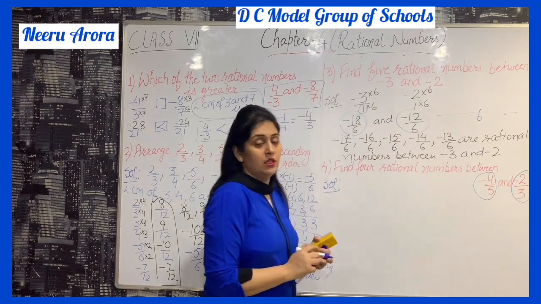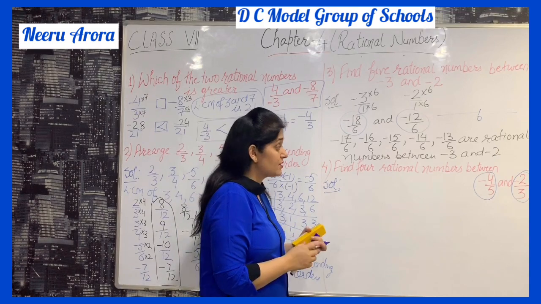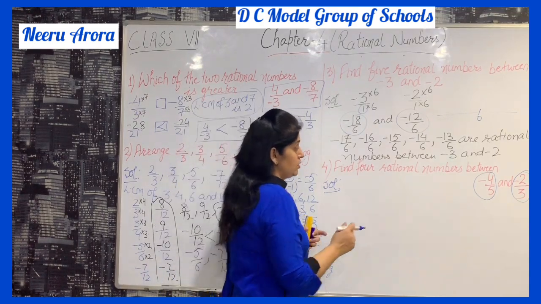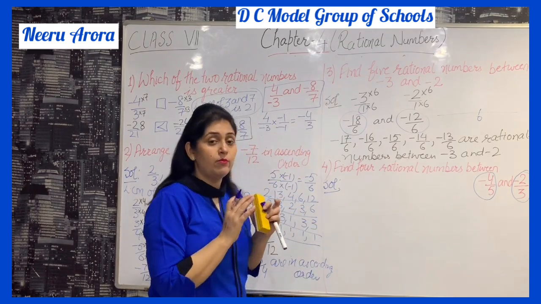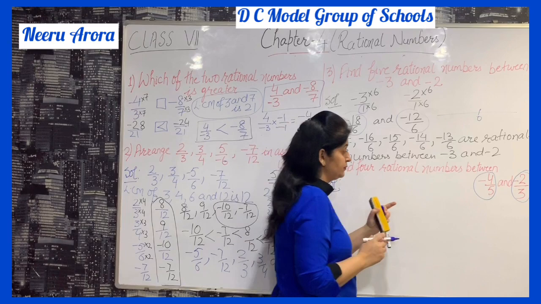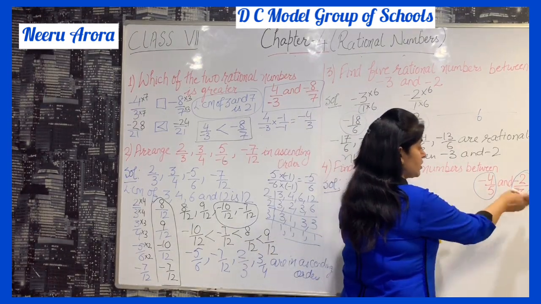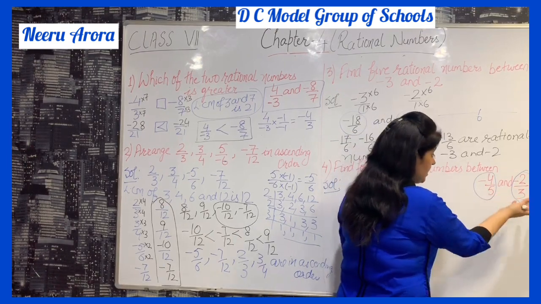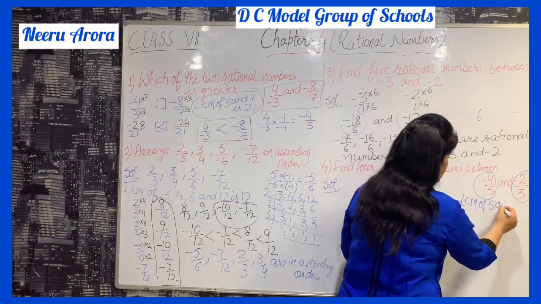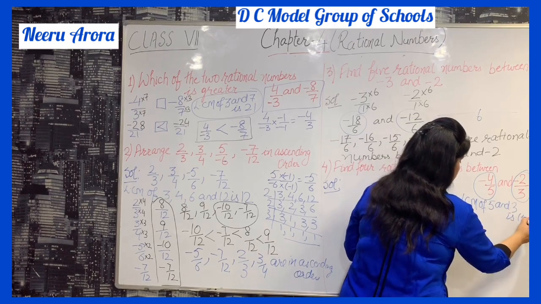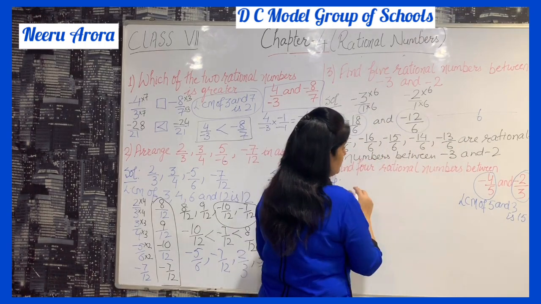So what is our first step? The first step is that the denominator should be the same. In this case the denominator is not the same. For that, the first step is that the denominator should be positive. It's already positive. If it is not positive, we will make it positive. Second, the denominator should be the same. Since it is not, we take the LCM of the denominators. LCM of 5 and 3 is 15. So express each rational number with the LCM as denominator.